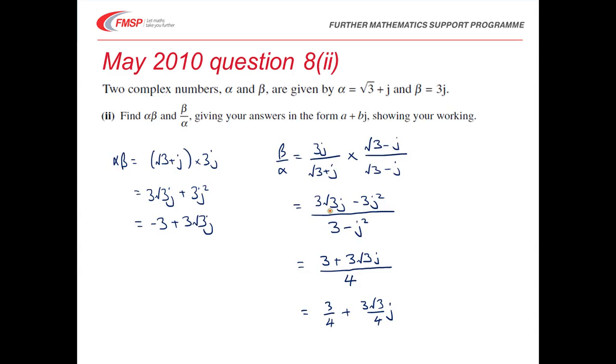For part 2, there is a method mark for clear use of the fact that j squared is equal to minus 1, and an accuracy mark for the answer being correct. For beta over alpha, there's a method mark for the correct use of the conjugate of the denominator. There's an accuracy mark for getting 4 as the denominator, and an accuracy mark for your final answer.